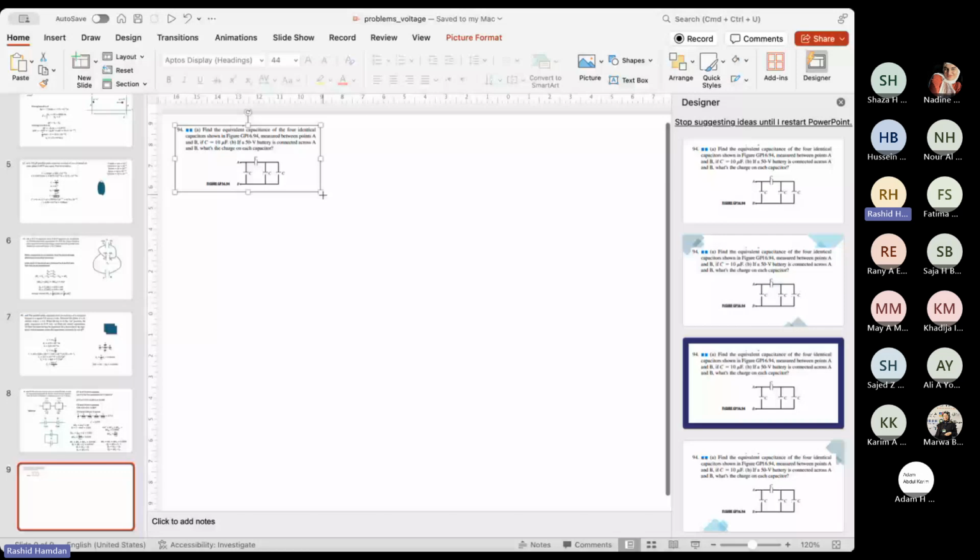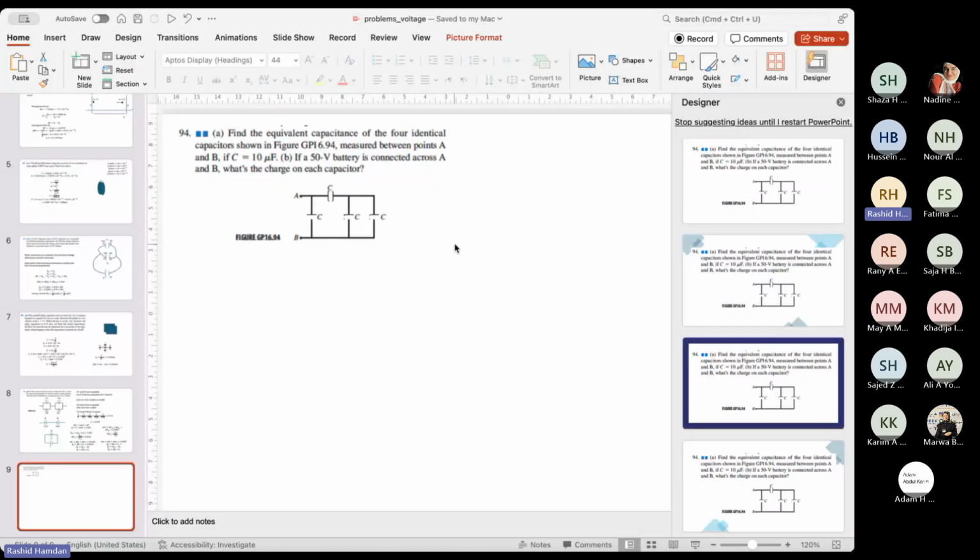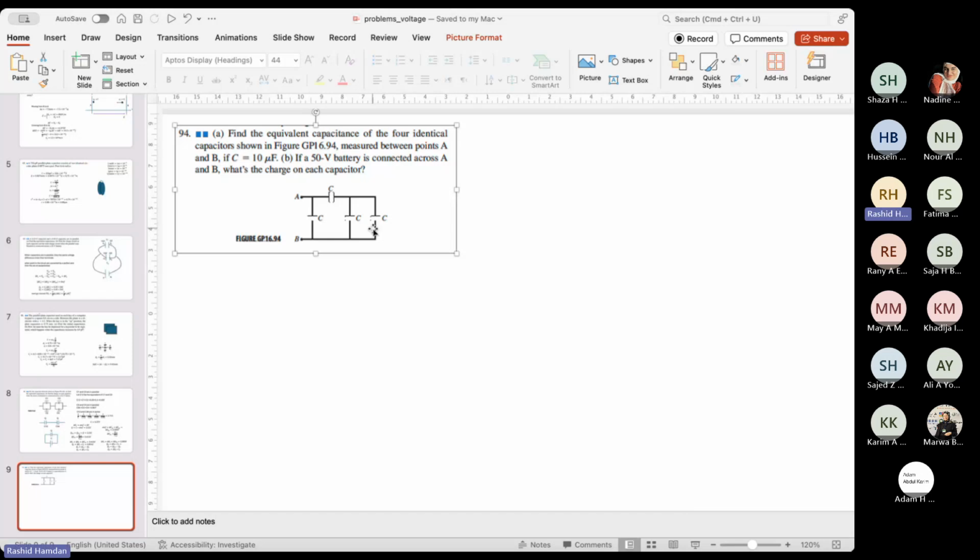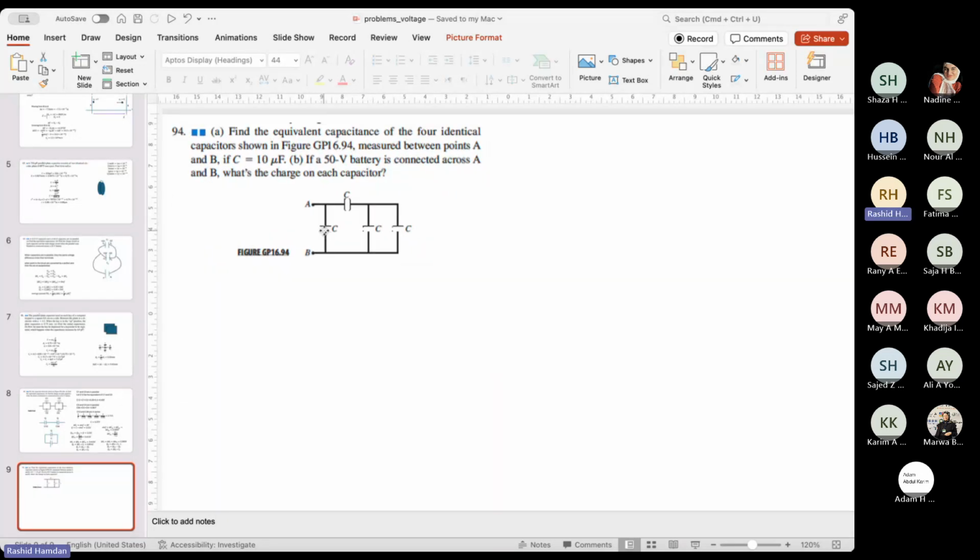So this is problem 94 from the book. Find the equivalent capacitance of the 4 identical capacitors shown in the figure, measured between A and B. If C is 10 microfarad, and a 50 volt battery is connected across AB, what is the charge on each capacitor?